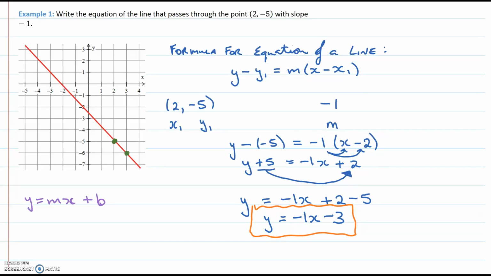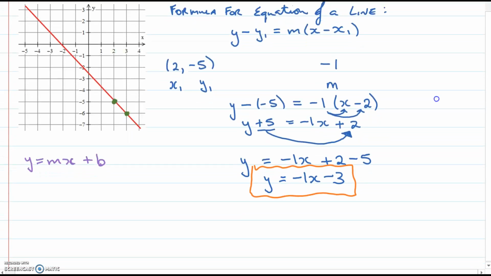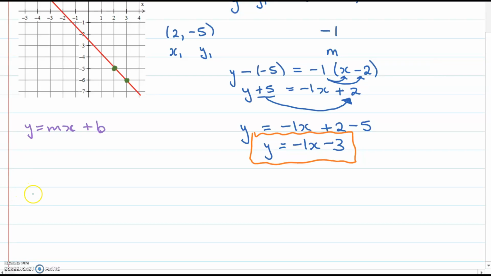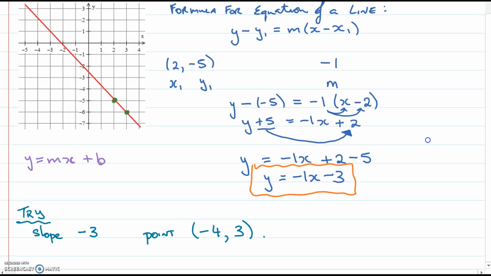Now, what I want you to do is try finding the equation of a line that has a slope of -3 and that passes through the point -4, 3. Okay? I want you to try that one yourself. Do it exactly the same way, and hopefully you'll find that the answer works out easily enough. So again, go through this step by step. The drawing part isn't necessary, but it's nice to know what we're doing.